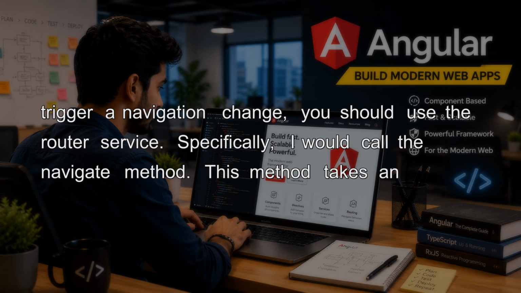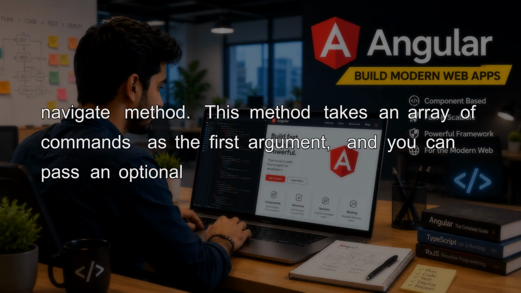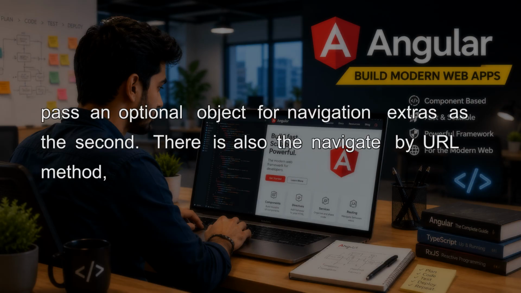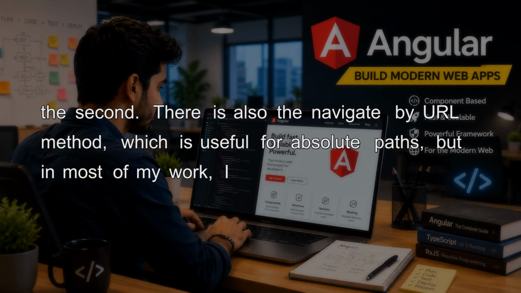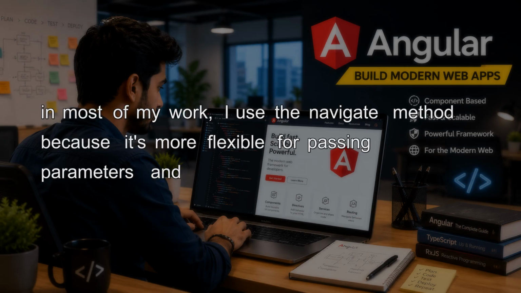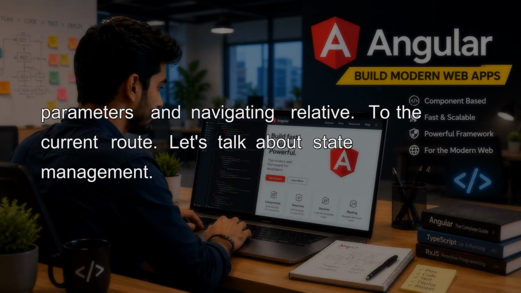This method takes an array of commands as the first argument, and you can pass an optional object for navigation extras as the second. There is also the navigateByUrl method, which is useful for absolute paths, but in most of my work, I use the navigate method because it's more flexible for passing parameters and navigating relative to the current route. Let's talk about state management.